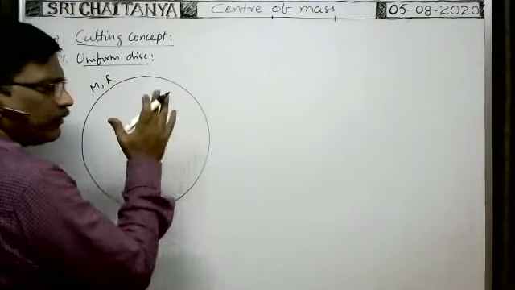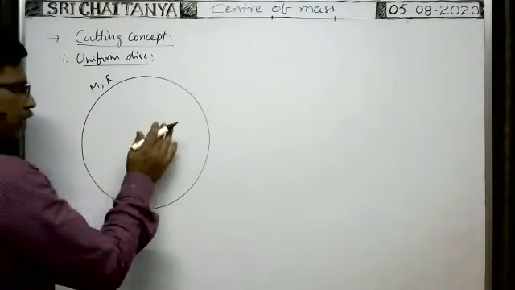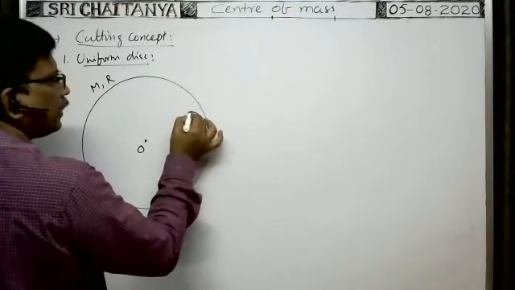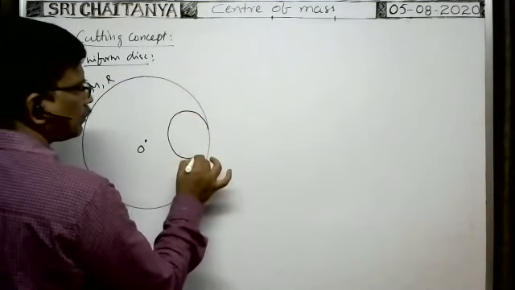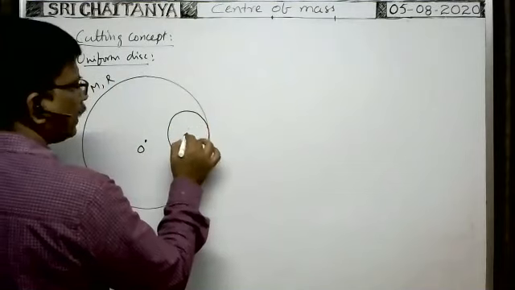A very, very important point. All of you listen carefully. From this circular disc, a small circular disc is removed, from the periphery, from the edge of the circular disc. One small circular disc of radius small r is removed.